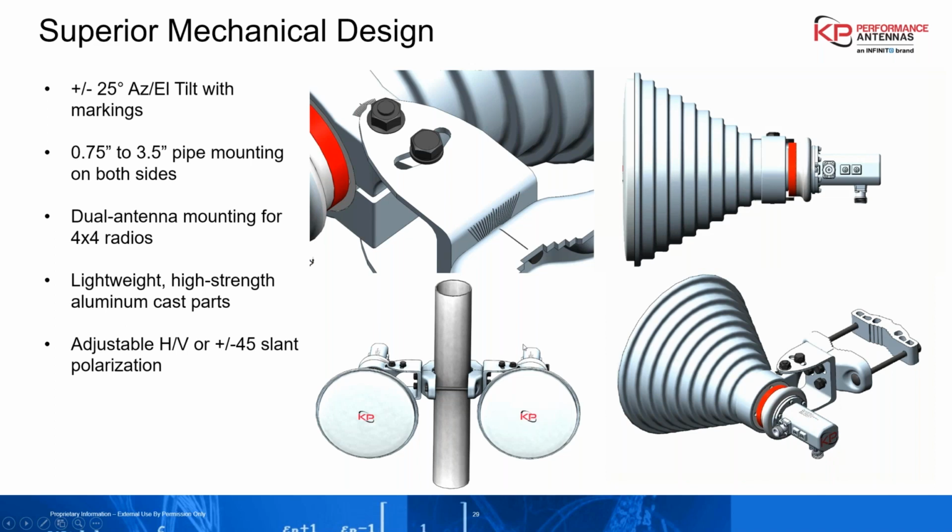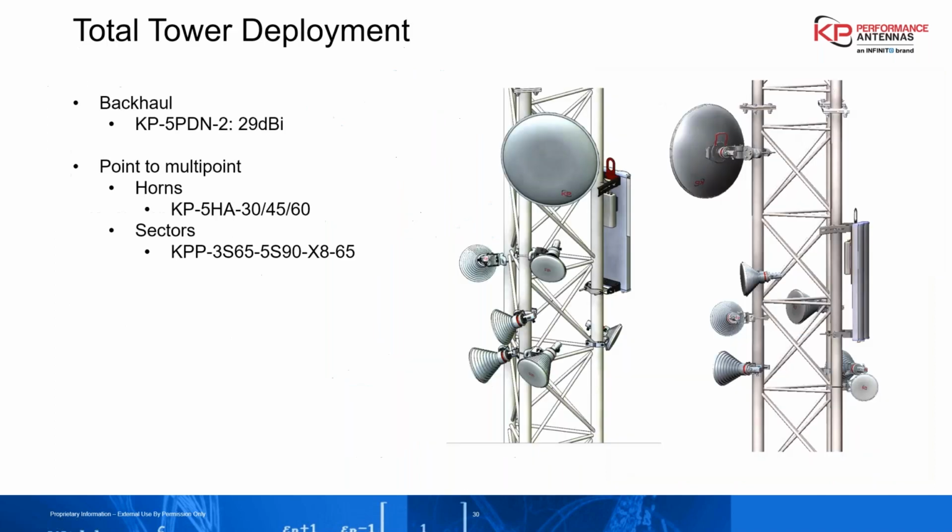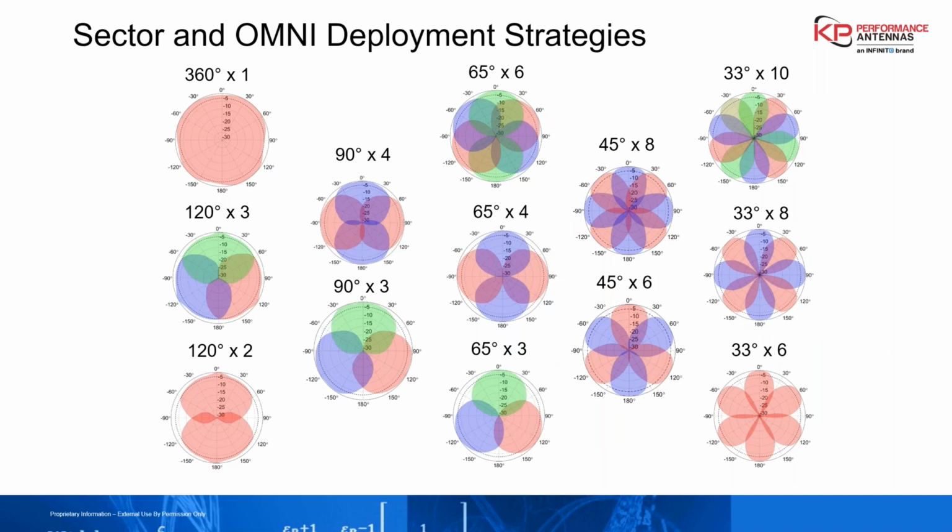There we go. So now with the release of the horn antennas, the 30, 60, and 45 degree horns, KP, I would say, has the antennas to do total tower deployments. So you can do your backhaul with our 2-foot dish, and then you can do point to multi-point with the sector antennas or the horn antennas to provide coverage close to the tower. The sector antenna provides coverage far away from the tower. And I'm going to show a scenario where this is going to be used here. I'm just going to skip over this.